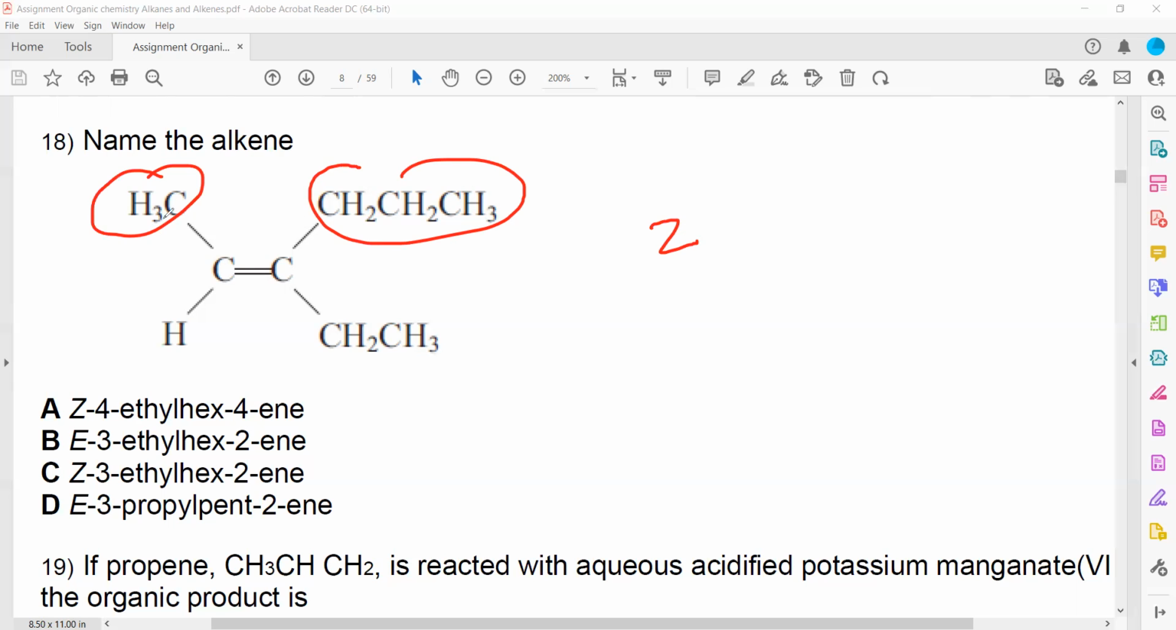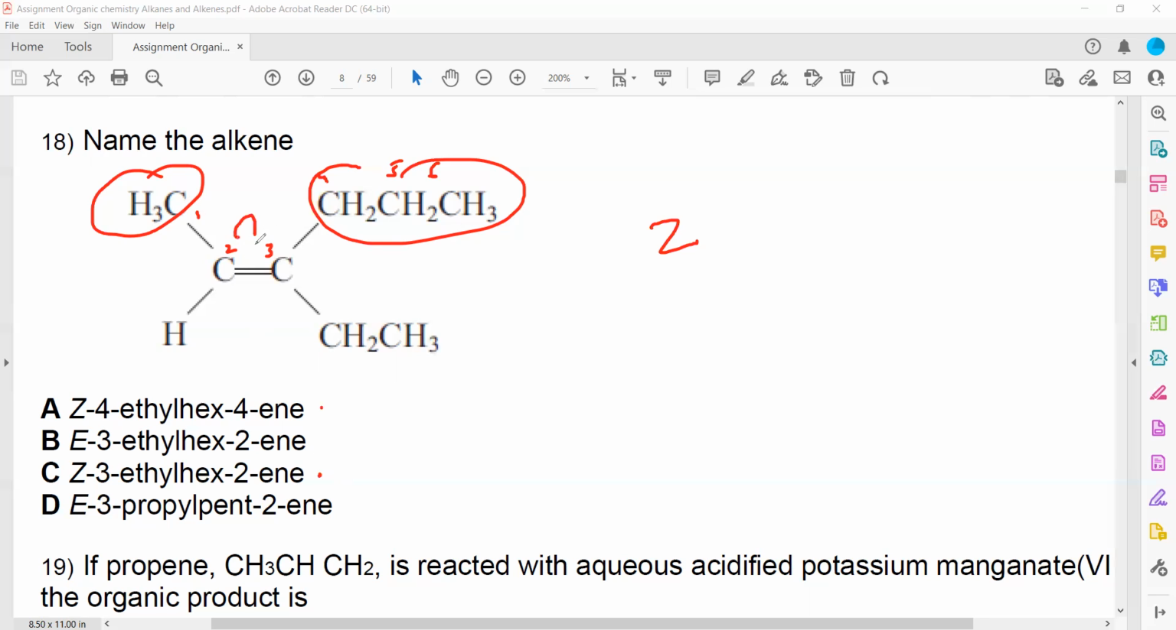And now, what is the name of the compound? We'll count the maximum number of carbon atoms. So it will be 1, 2, 3, 4, 5, and 6. So 6 carbon. Otherwise, I can count 1, 2, 3, 4, 5, so this cannot be the longest chain. 6 carbon atoms in the longest chain. So it is Z. So either A can be an answer or C can be an answer.